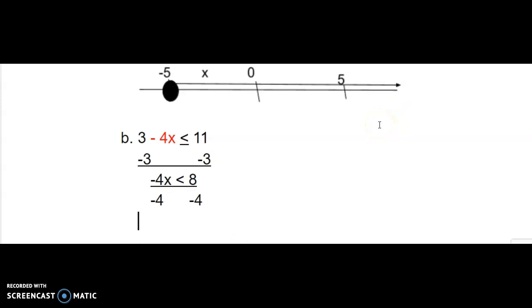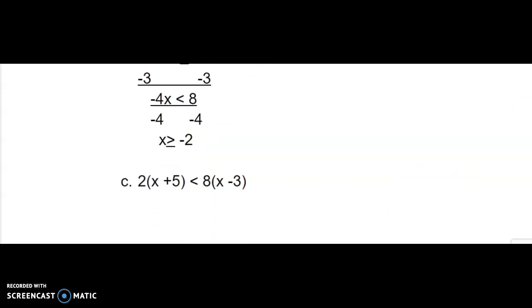Again, once you divide by a negative number, you flip the sign. So negative 4 divided by negative 4, that's 1. 1 times x, that is x. Instead of saying less than or equal to, now you're going to flip the sign to be greater than or equal to. Why? Because I divided by a negative number. That's why I have to flip the sign. That's negative 2. That's the solution. X is greater than or equal to negative 2.